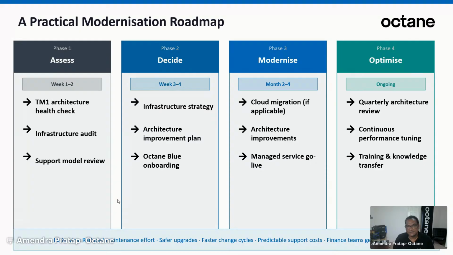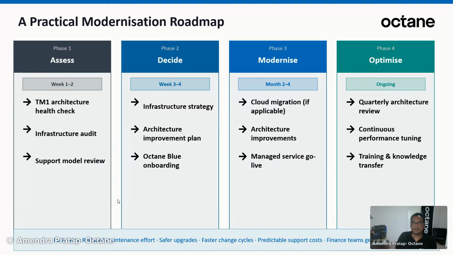Then what you'll start seeing in months 2 to 4 is, if you need to do a cloud migration, you'll get that scheduled and work out the licensing and things like that. You'd start seeing the benefits of the architecture improvements by the fourth month, I would guess, and the managed service would kick in. After that, you go into an optimize mode, which is ongoing.